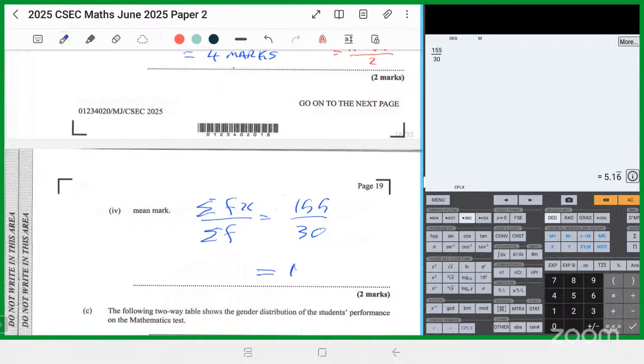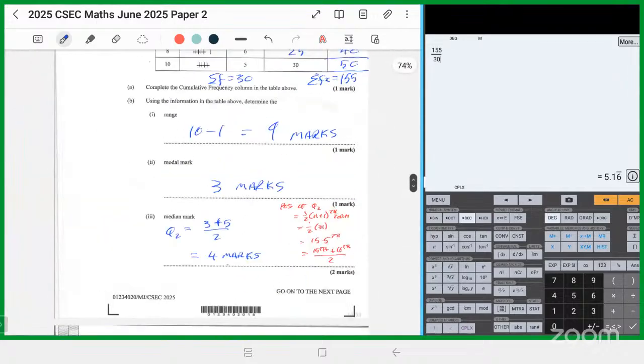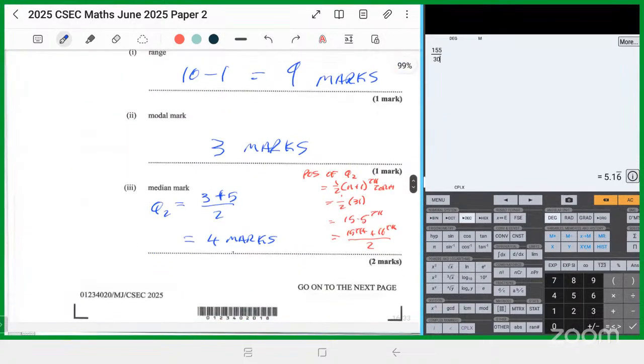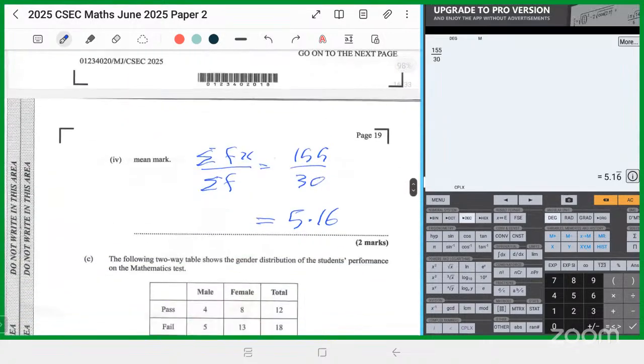5.16 repeated. Using the calculator, that will be 16, and the line over this is repeating the 16. That is it. 5.16 marks, the mean mark by calculation. So unless I calculated something wrong here, that is the answer. Even though others are wrong, I know that I'm doing the right procedure.